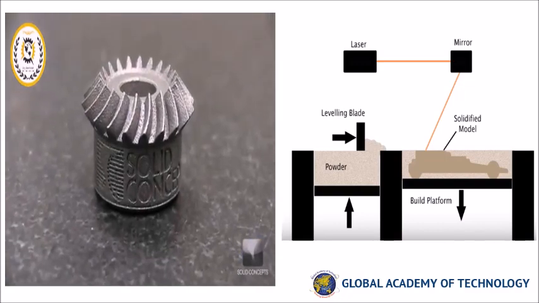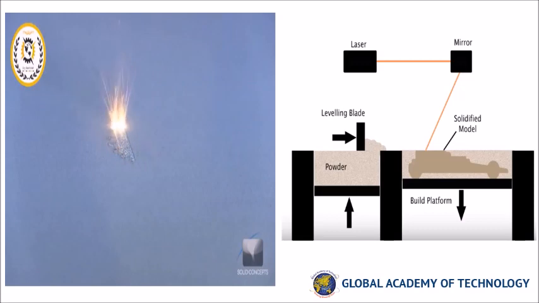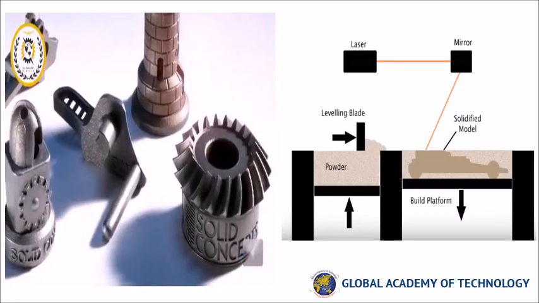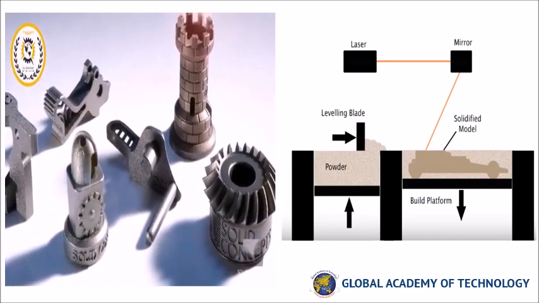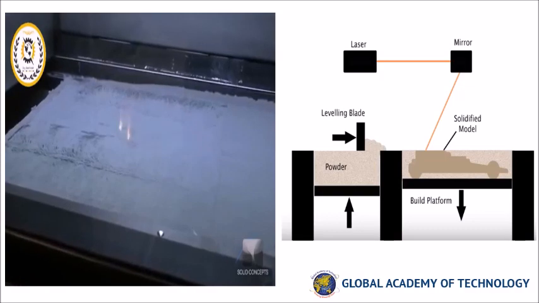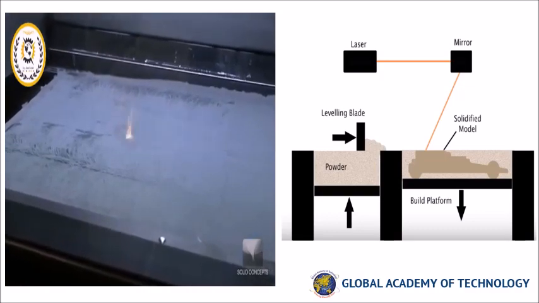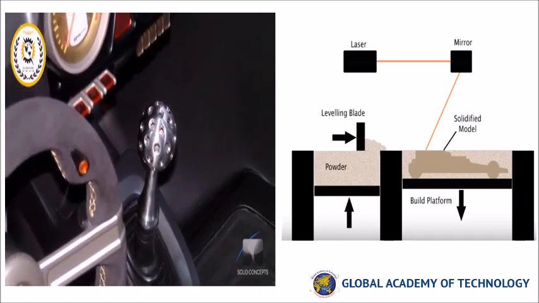Direct metal laser sintering, also known as DMLS, is an additive manufacturing technology that creates metal parts directly from 3D CAD data without the need for tooling. DMLS utilizes a variety of metal and alloy materials, such as stainless steel, cobalt chrome, and Inconel, to create strong, durable parts and prototypes. DMLS is an excellent choice for functional metal prototypes, high temperature applications, and end-use parts.